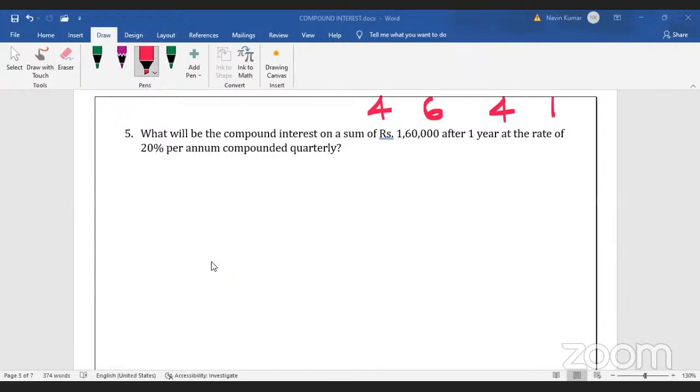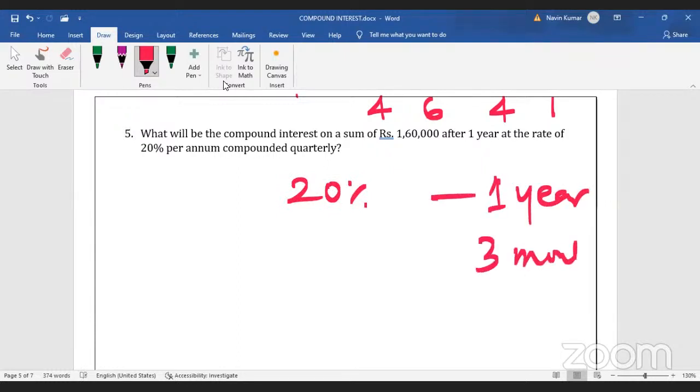How 5? So 1 year will become 4 quarters, so we will take 4641 only. We must divide time and rate by 4, right? No, we multiply time and divide rate. Tell me simply: if 20% is for 1 year, how much for 3 months? 3 months is equal to 1 quarter. How much? 5%. That is exactly what we did.